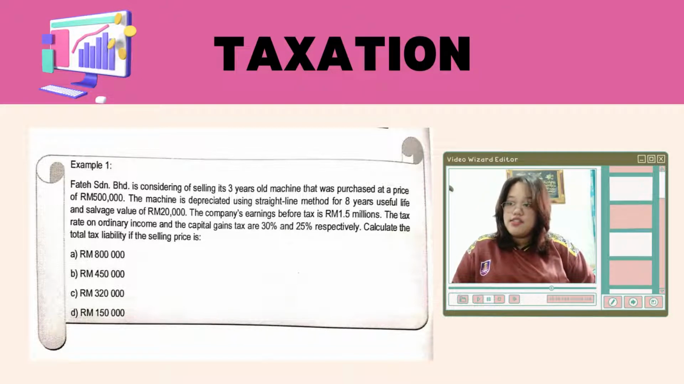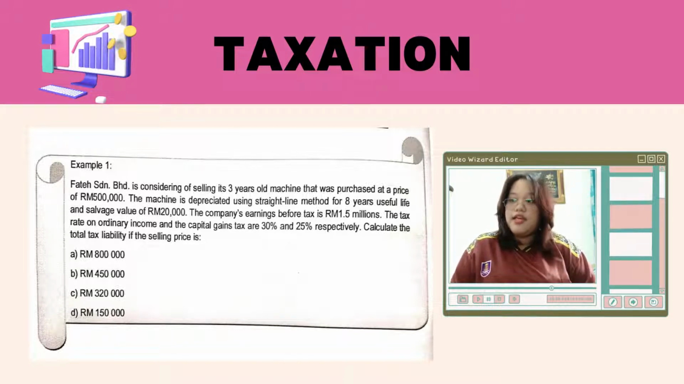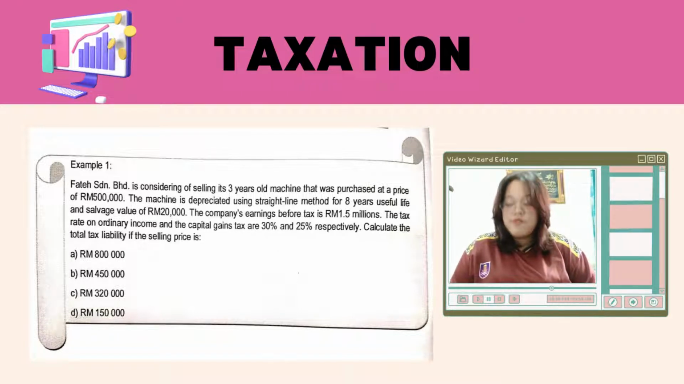Fatih Sendian Berhad is considering selling its 3-year-old machine that was purchased at a price of 500,000 ringgit. The machine is depreciated using the straight line method for 8 years useful life and a salvage value of 20,000 ringgit. The company's earning before tax is 1.5 million ringgit. The tax rate on ordinary income and the capital gain tax are 30% and 25% respectively. Calculate the total tax liability if the selling price is 800,000 ringgit, 450,000 ringgit, 320,000 ringgit, and 150,000 ringgit.